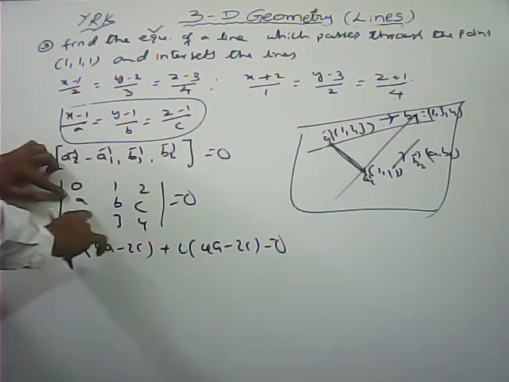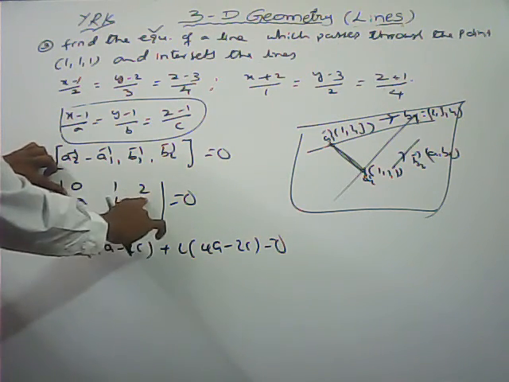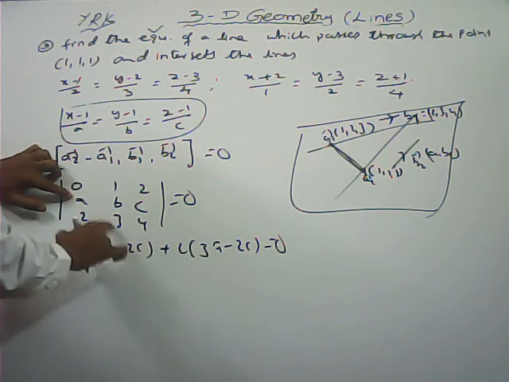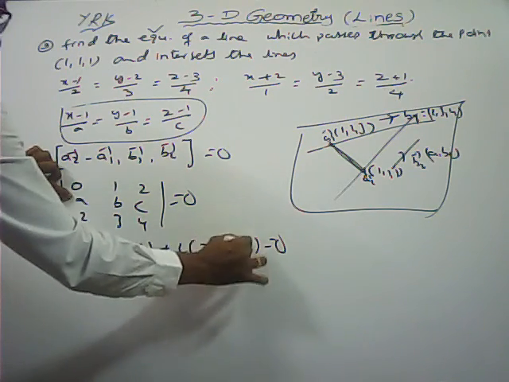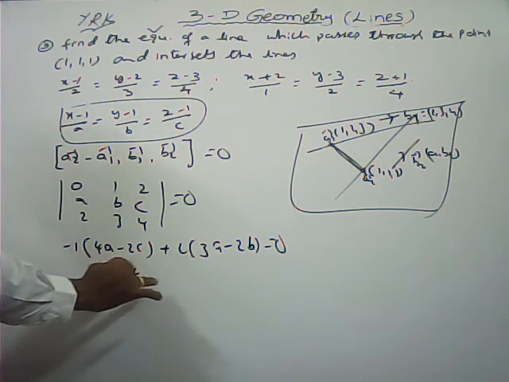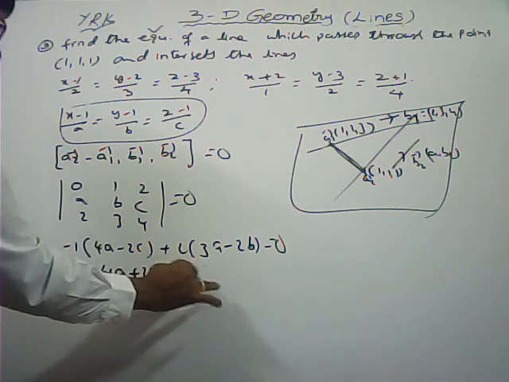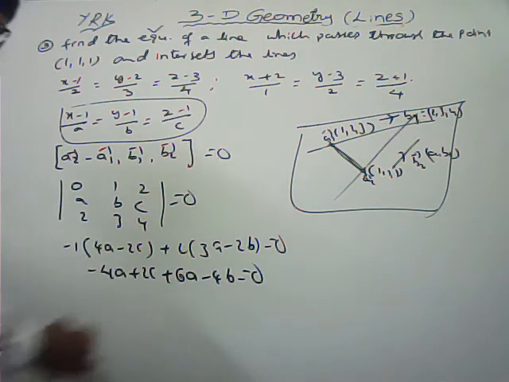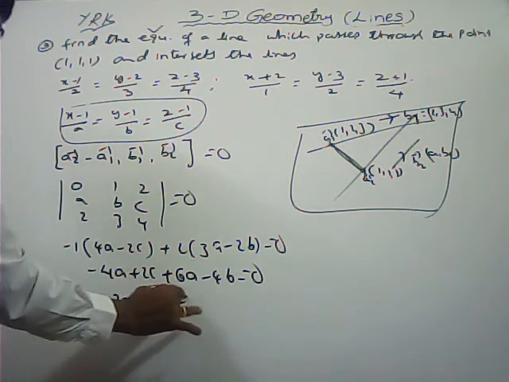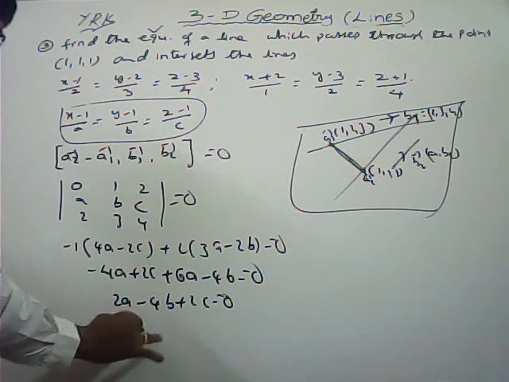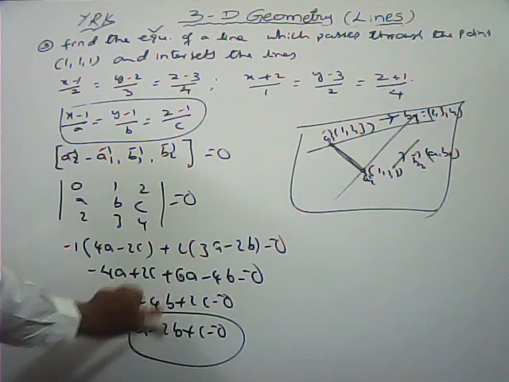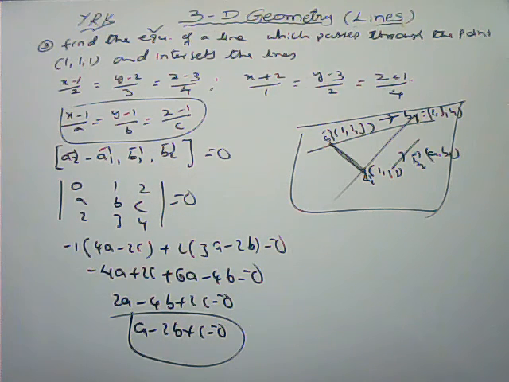Here 1 into 4a minus 2c, 2 into 3a minus 2b, that is equal to 0. Minus 4a plus 2c plus 6a minus 4b, that is equal to 0. Here 2a minus 4b plus 2c is equal to 0, or a minus 2b plus c is equal to 0. Here I got one relation between a, b, c.